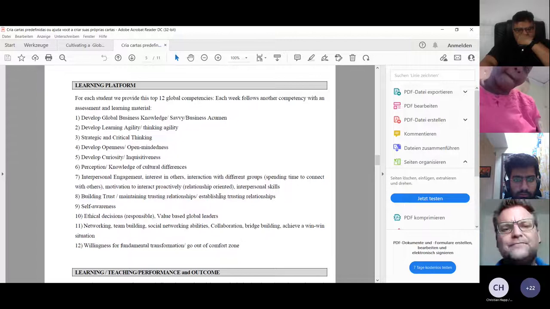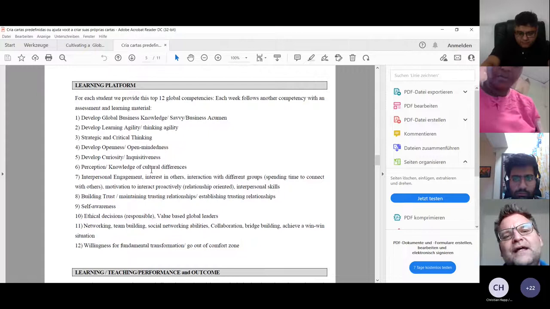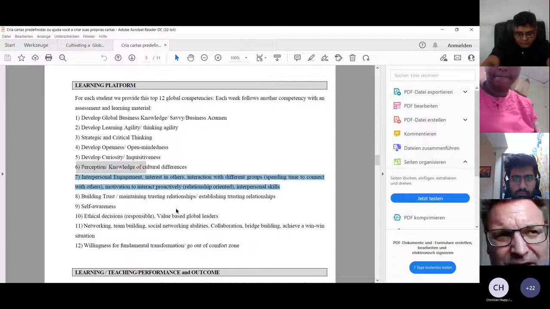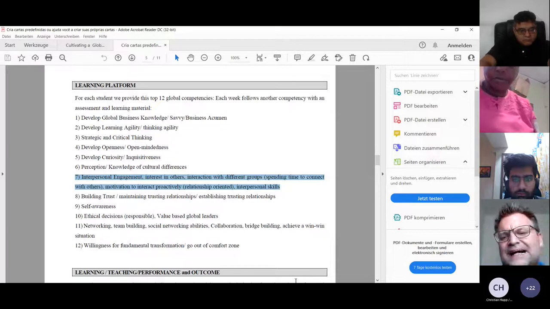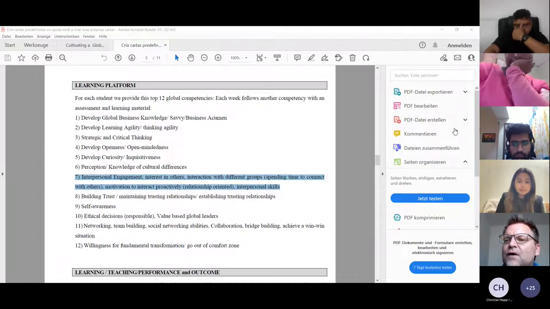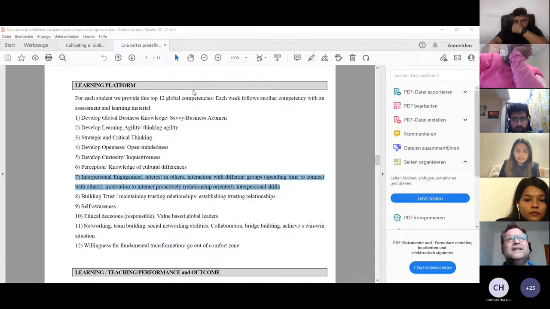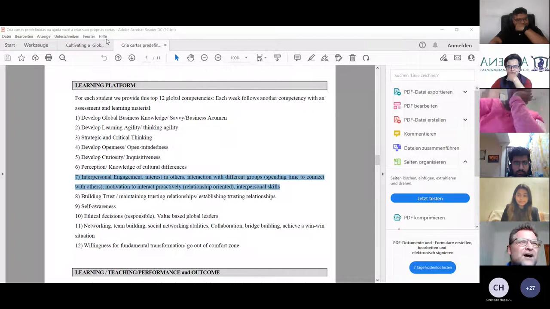And then we go to the next competence, interpersonal engagement. At the end, when you're doing international business, it's relevant to connect with others, to network. And perhaps we are doing this in this session, so that you can network with people from other countries and get to know them, or when you have some questions about how to do business in Brazil, Germany or India, which might be completely different, because we have different institutions.